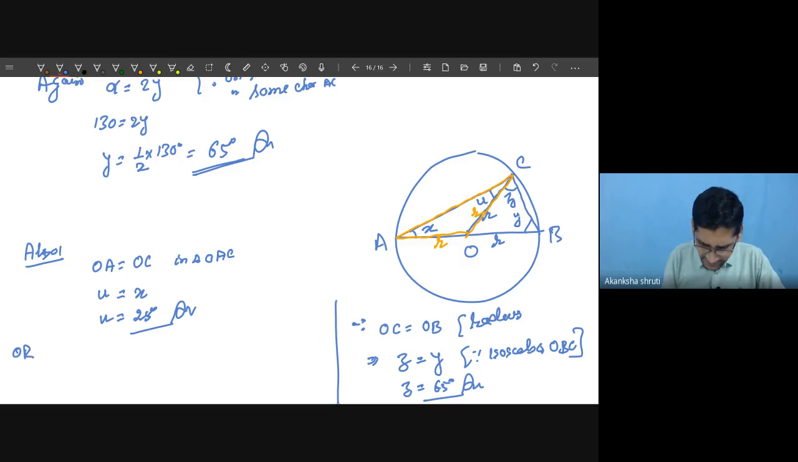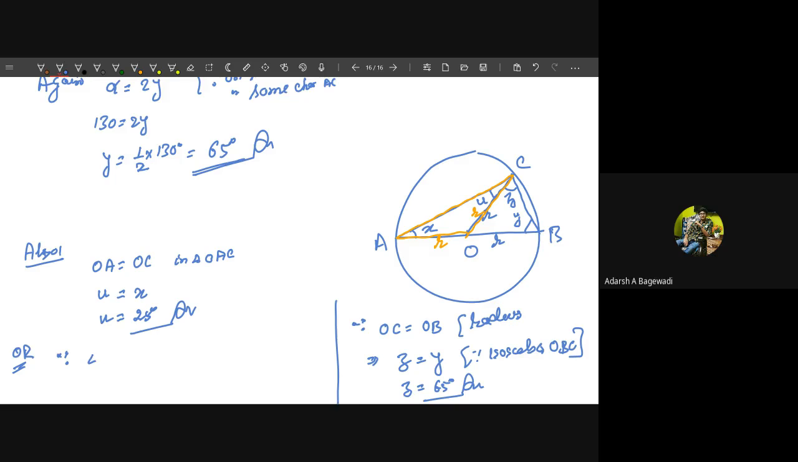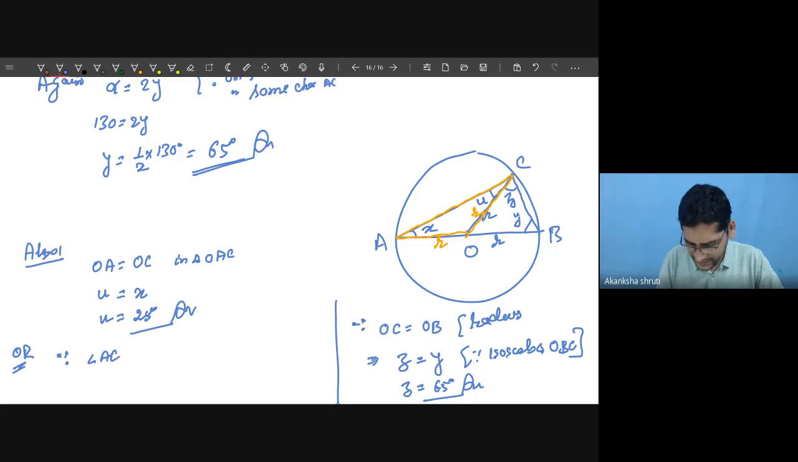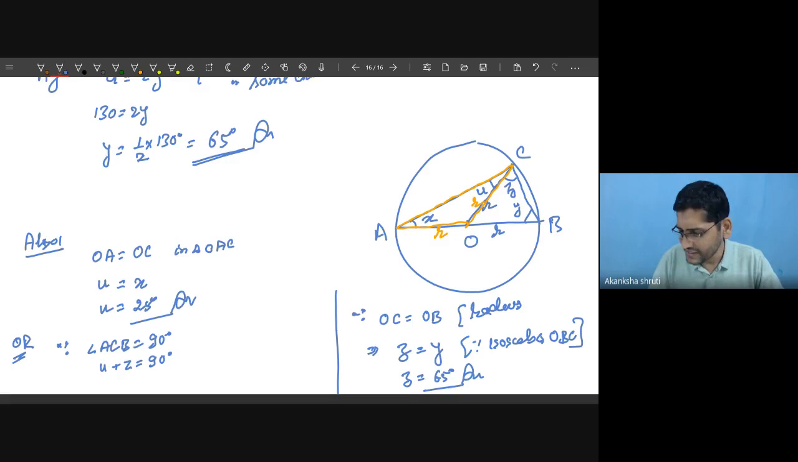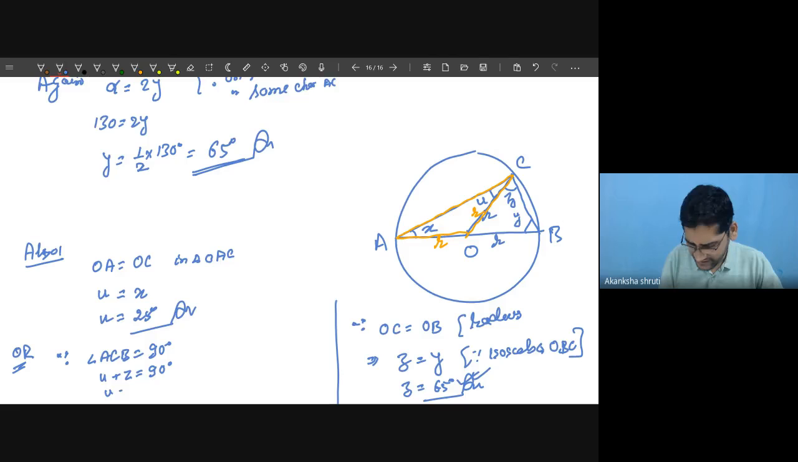Or method 2 we can also apply, since angle sum property: angle ACB is equal to 90 degree. Now this ACB is U plus Z is equal to 90 degree, and once Z we have calculated as 65 degree, U plus 65 degree is equal to 90 degree. This way U is equal to how much? 25 degree.